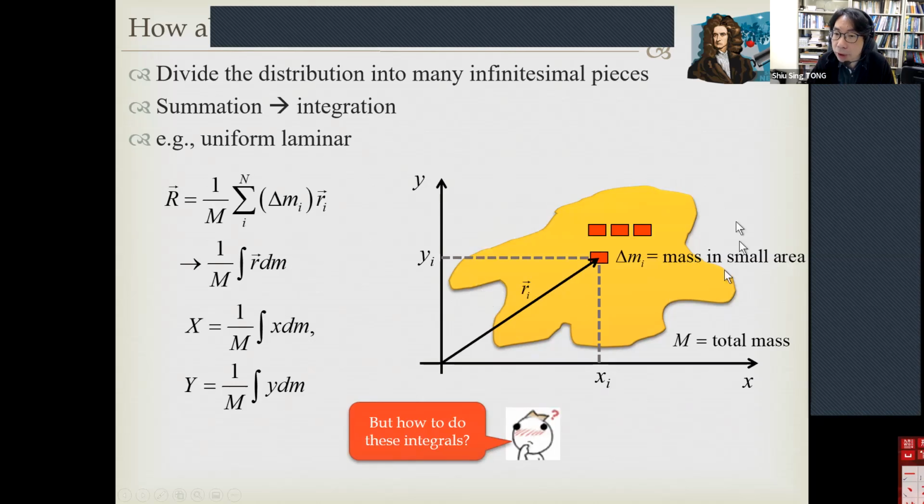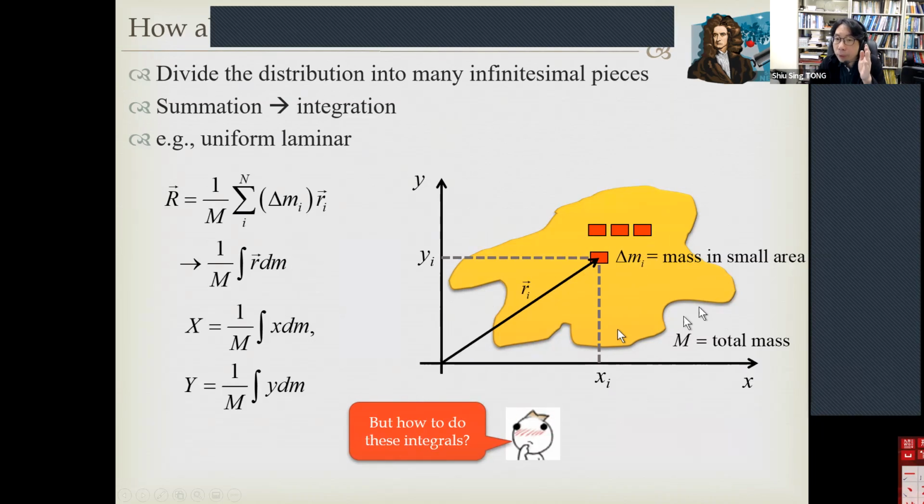Suppose we have a continuous mass distribution. For simplicity, in my diagram, I only draw a thin lamina on the XY plane, but you can always extend it to 3 dimensions. It doesn't matter. It's only for the ease of drawing that I draw it as a 2-dimensional object. Okay.